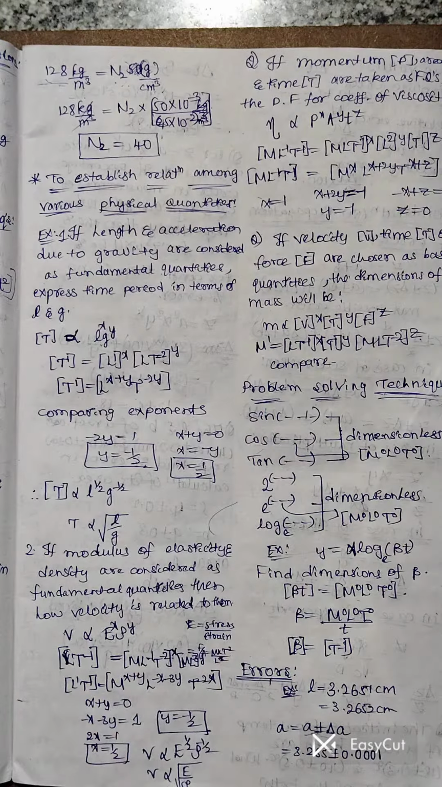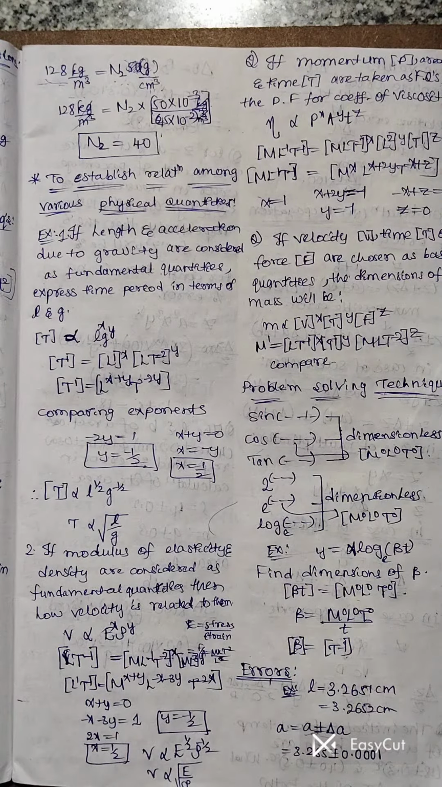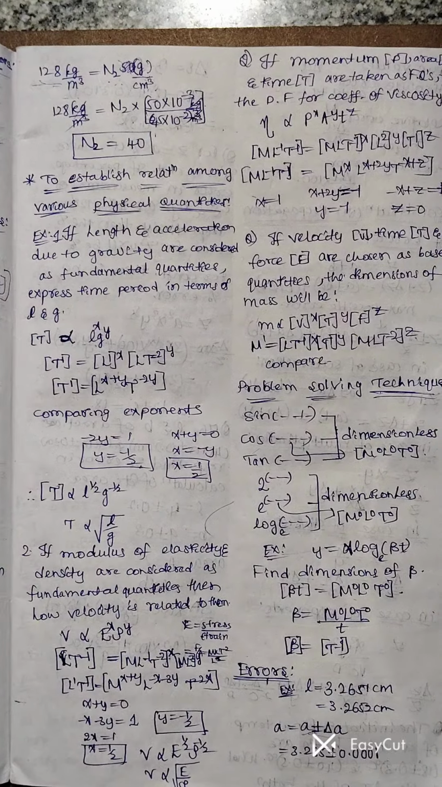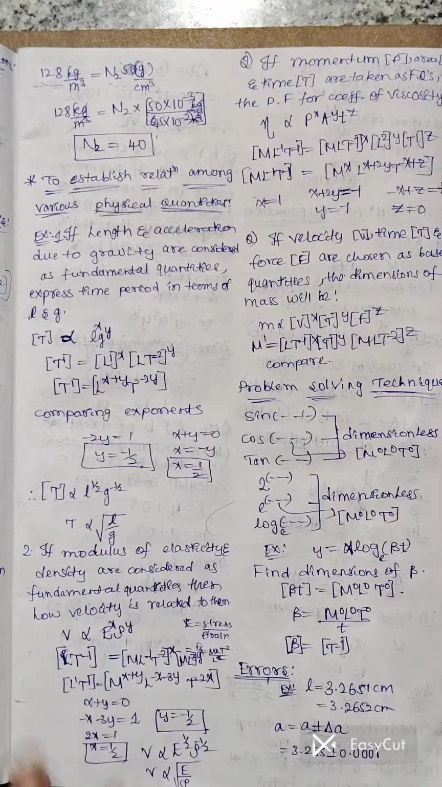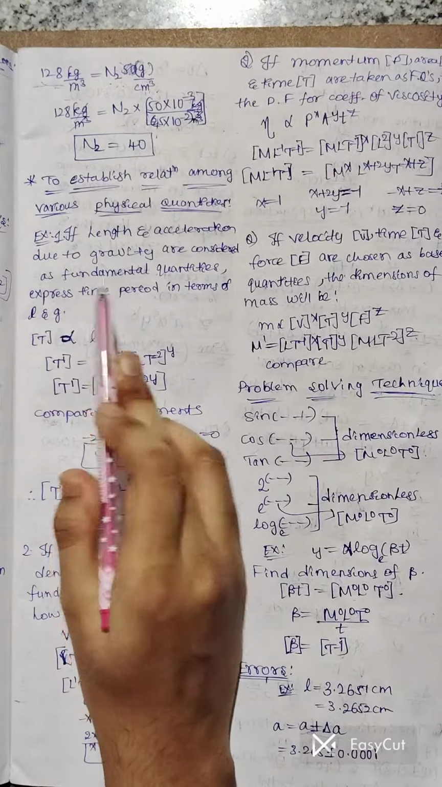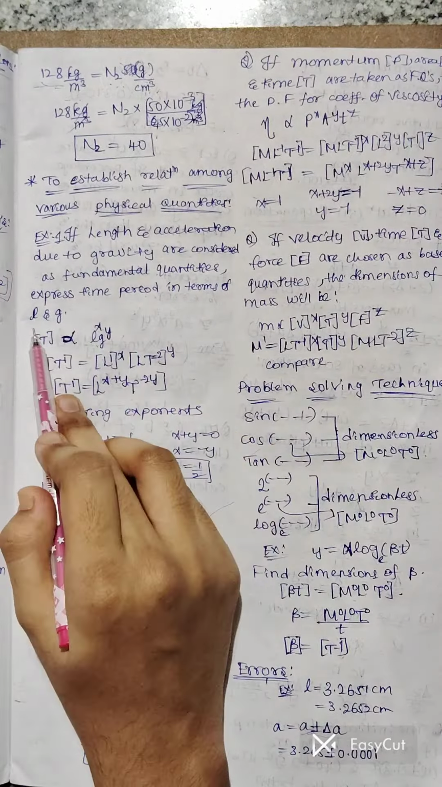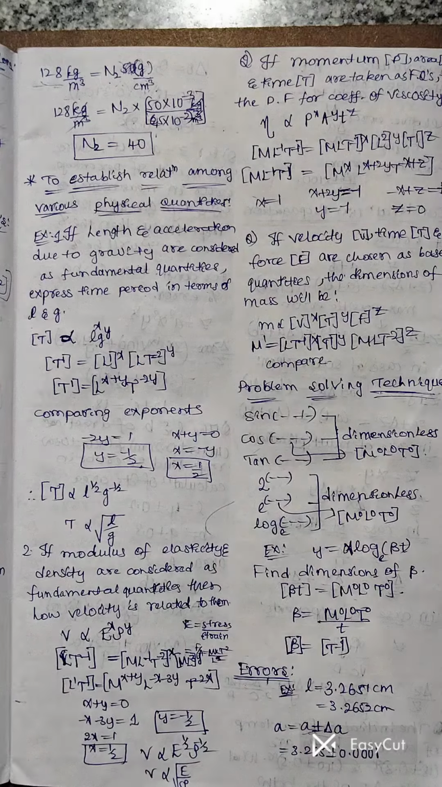If they ask you to establish the relation among various systems of units, that is gram, kilogram, centimeter, meter, in such questions you use n1 u1 is equal to n2 u2. And thirdly, it is used to establish relations among various physical quantities. For example, length and acceleration due to gravity are considered as fundamental quantities. Now you have to express the time period in terms of length and acceleration due to gravity.